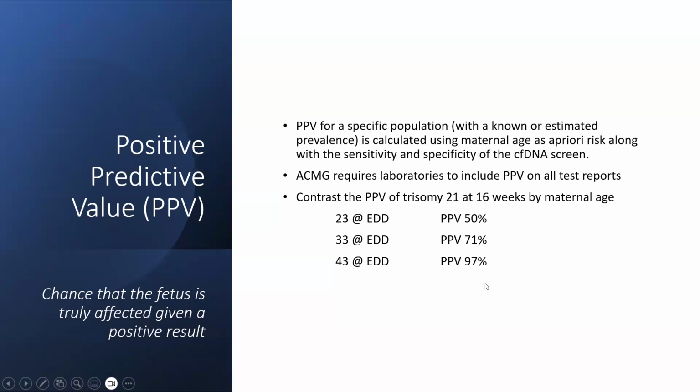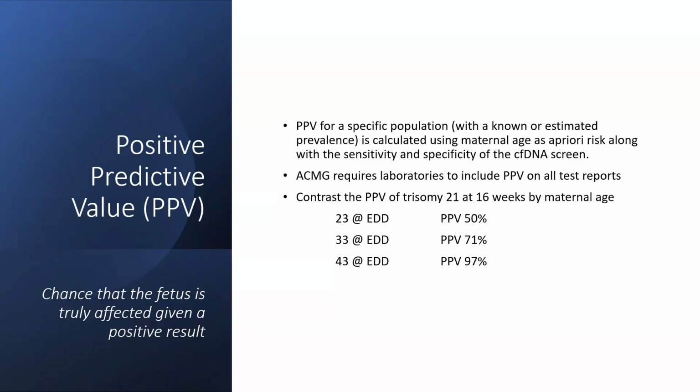Positive predictive value, again, is a requirement by the ACMG to be included on all of these test reports. It is calculated based on the maternal age of the patient, along with the sensitivity and specificity of that particular screen. And then it uses the incidence of the aneuploidy or trisomy in the population.